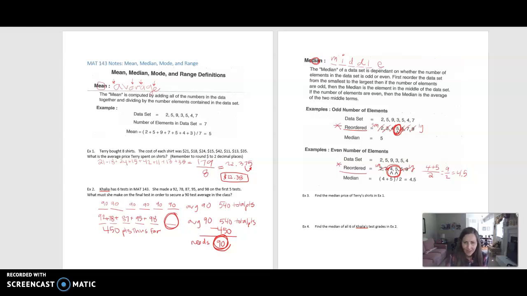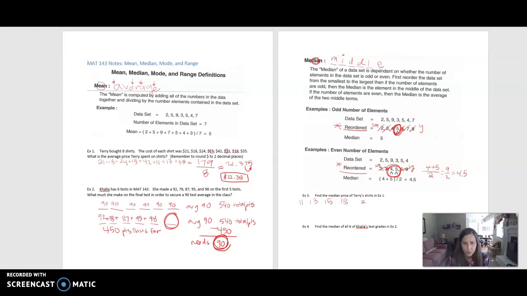Let's look at some examples of how this would play out in the real world. Example 3, find the median price of Terry's shirts in example 1. Okay, so example 1, we're looking over here. The first thing I need to do is write Terry's shirts in order. So the cheapest one, let's see, is $11. I'm going to scratch it out as I've used it. Next is 13. I'm going to scratch it out as I've used it. The next shirt would be $15. And then we have 18.